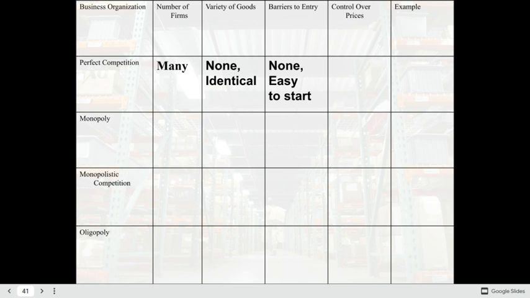The barrier to entry for a perfectly competitive market is that there is none. It's relatively easy to start a business in a perfectly competitive marketplace, at least compared to the other ones. And they have no control over market prices. They simply have to go with whatever supply and demand dictate. If they raise them even just a little tiny bit by a few cents, no one will buy from them because there's many other producers that sell it for less. And they can't drop their prices either because then they won't be able to pay for their costs.